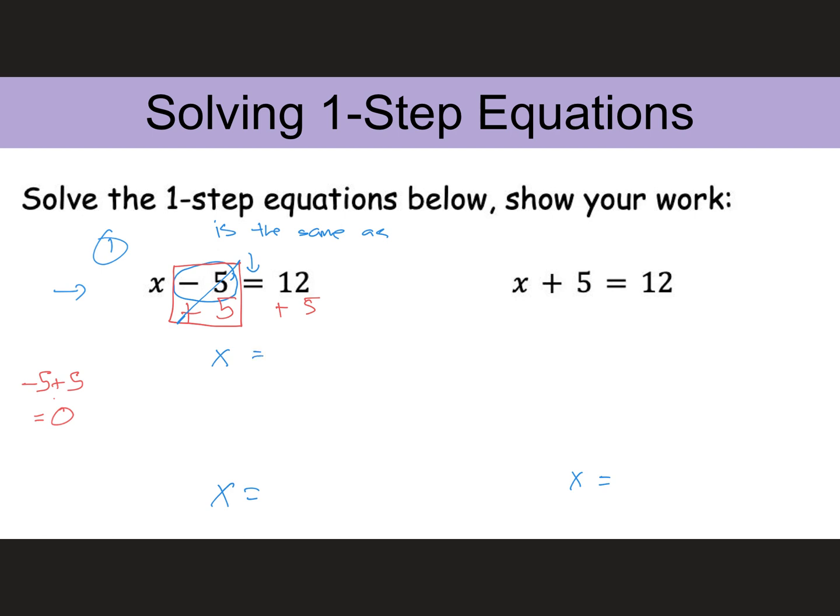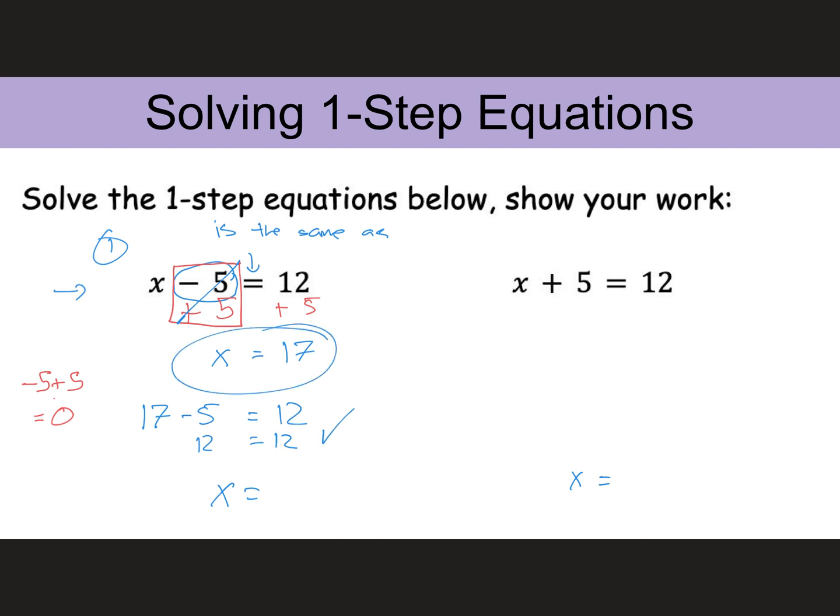Now, because I did plus 5 on the left side, I also have to do it on the right side. And then 12 plus 5 is 17. So x equals 17. And then always I can check, does it make sense? If x is 17 and I take away 5, is that the same as 12? Well, 12 equals 12, so yes, that's true.